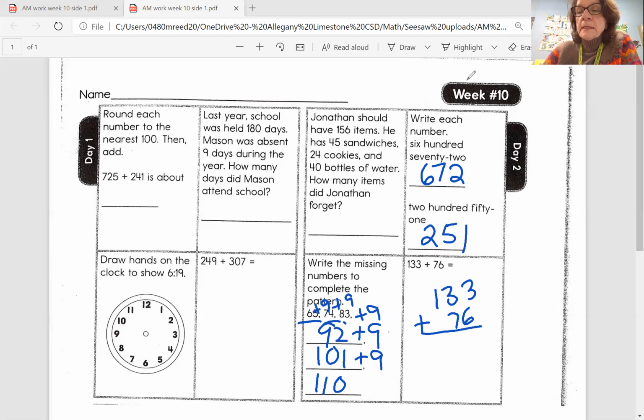Now, always start with the ones. 3 ones plus 6 ones is, that's right, 9 ones. Then we go to the tens place. 3 tens plus 7 tens is 10 tens, which actually is 100. So I will regroup it over there. And then we add our hundreds. 100 plus 100 is 200. So our answer for that one is 209.